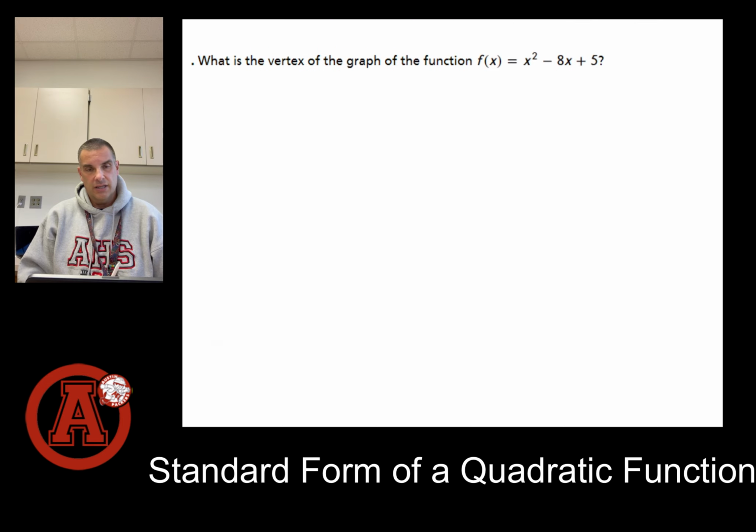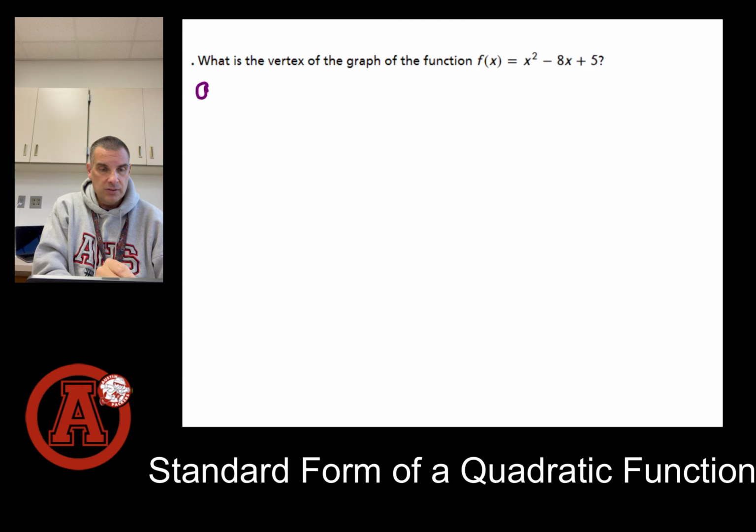So let's look at an example. What is the vertex of the graph f of x is equal to x squared minus 8x plus 5? I like to do the a, b, and c first. So I'm going to list my a value. There's nothing there, so it's 1. My b value is -8. My c value is 5.